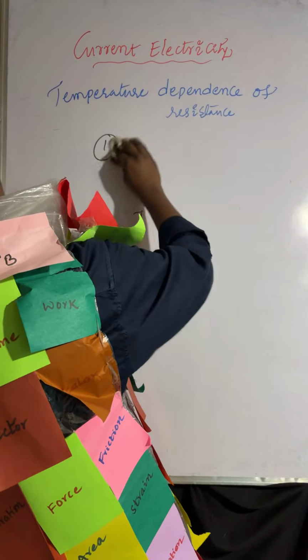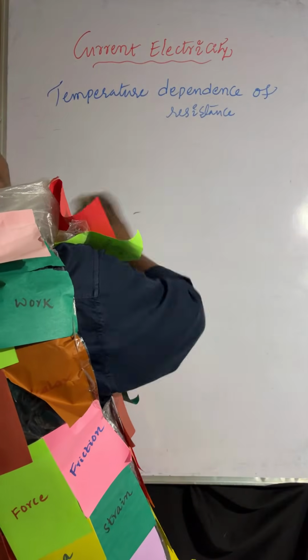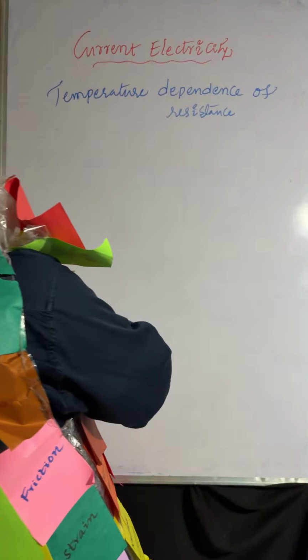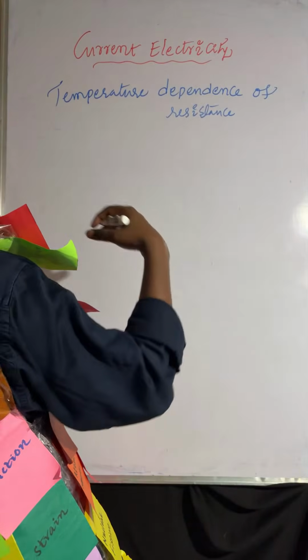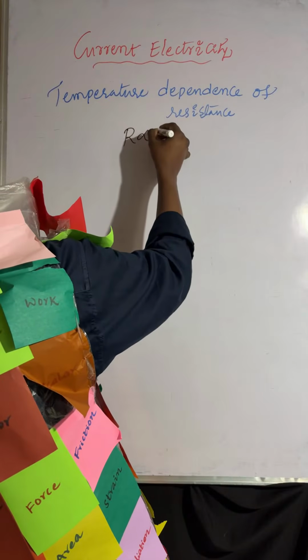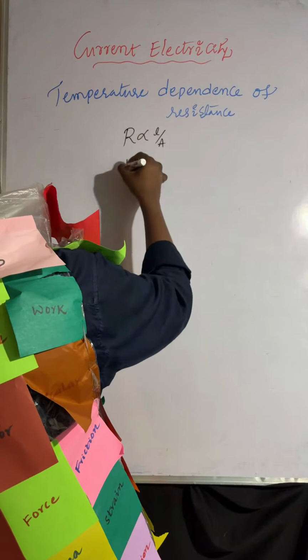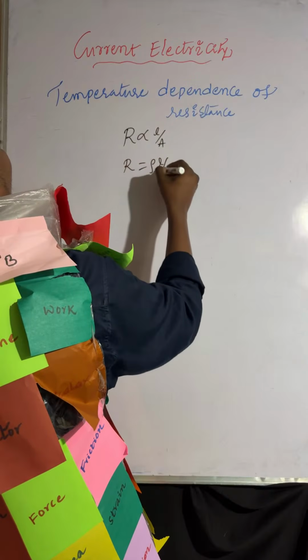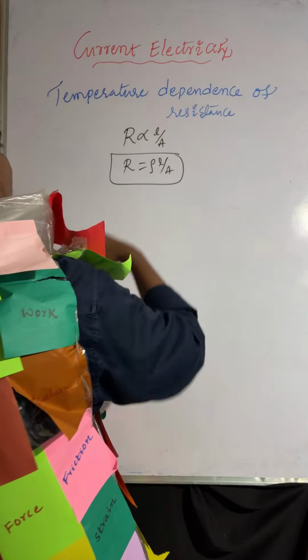So same, R is directly proportional to L. R is inversely proportional to the area of the cross section. So when temperature increases, resistance and resistivity also increase.